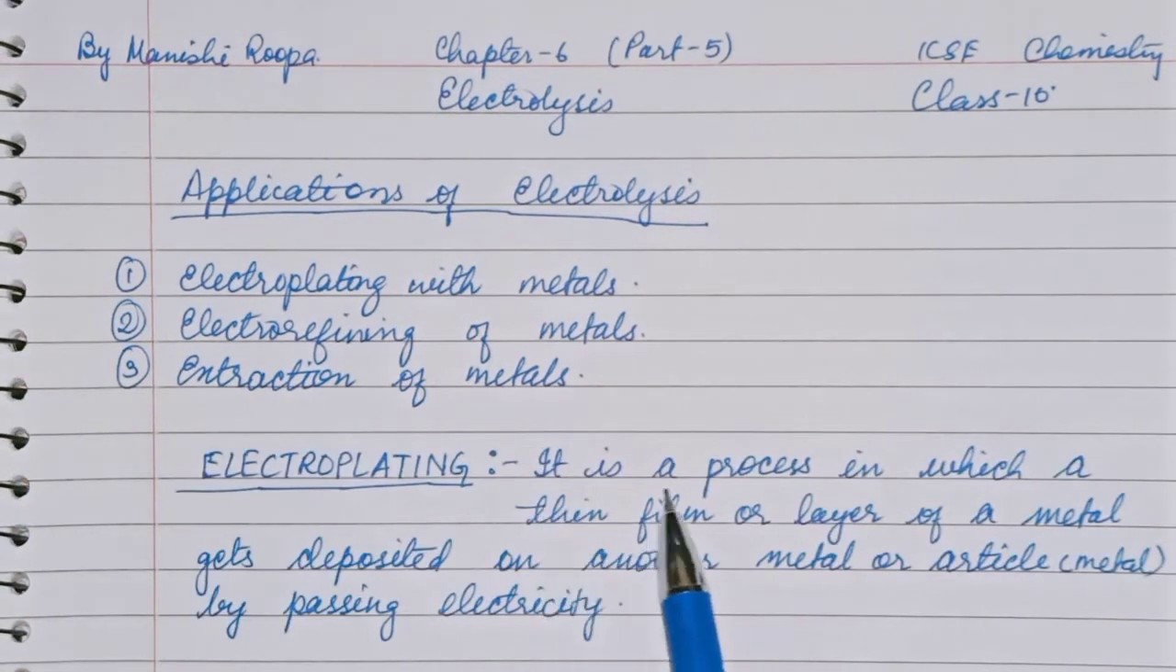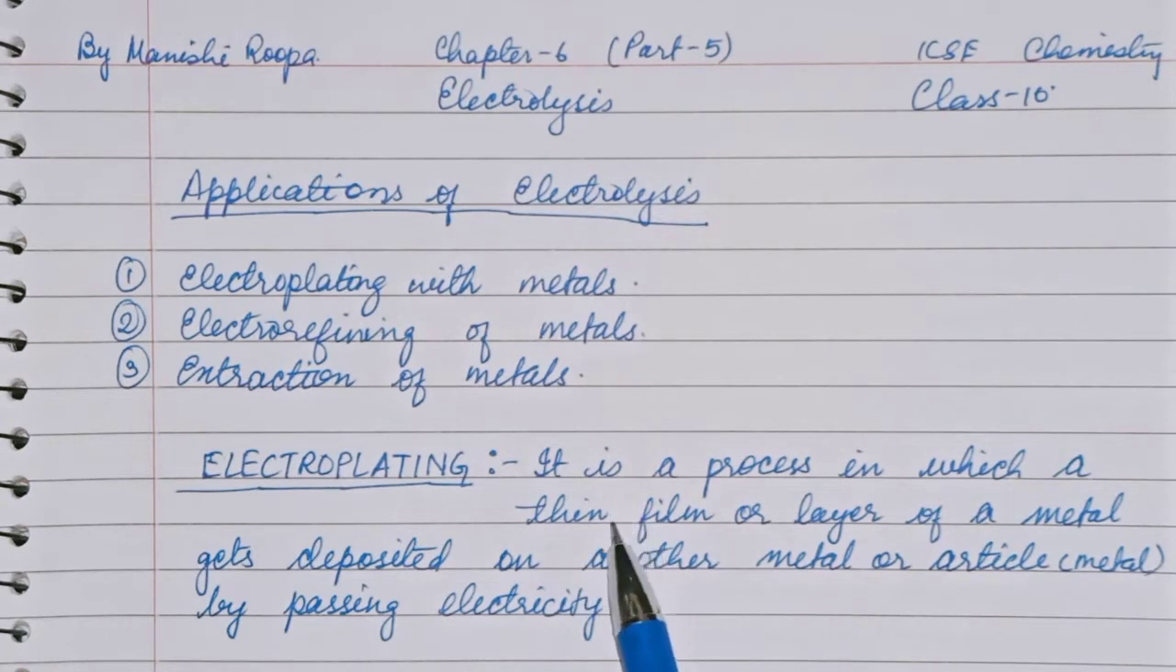Now electroplating is the process in which a thin film or layer of a metal gets deposited on another metal or article, which is also made of metal, by passing electricity. So when you want to form a layer of another metal on the article by passing electricity through the electrolyte, you can say it is electroplating of the metal or article.